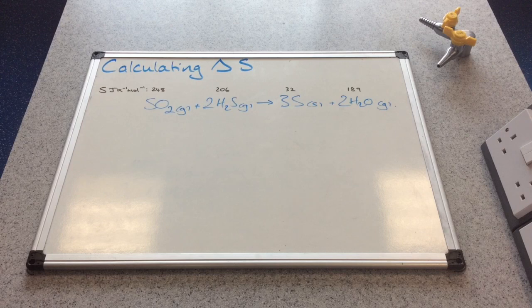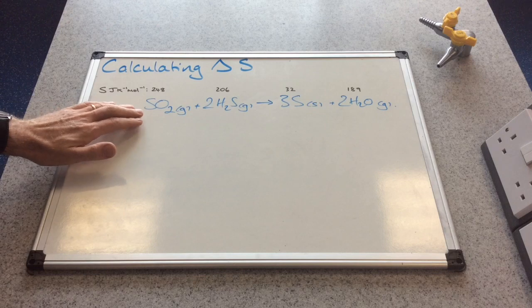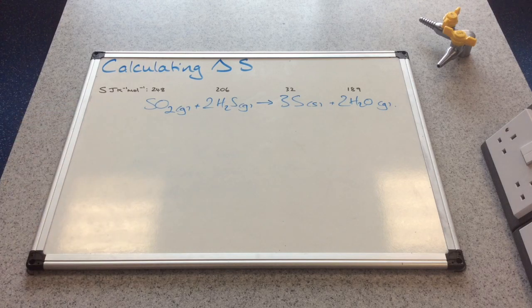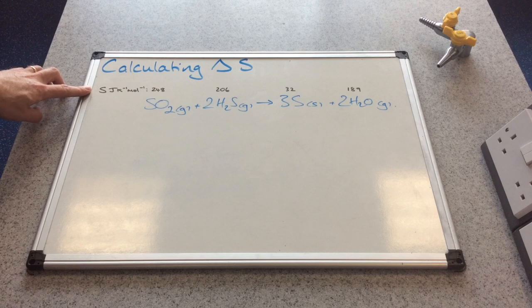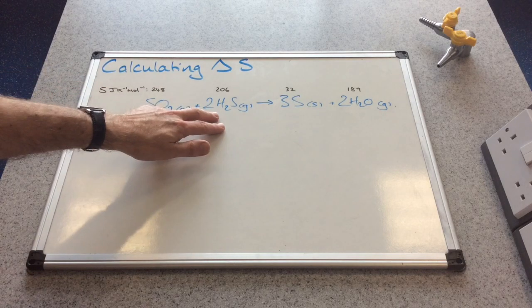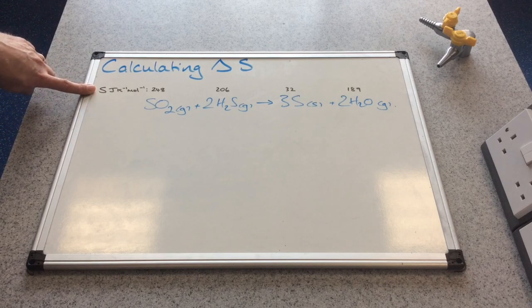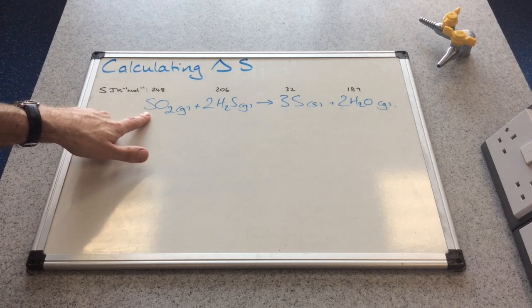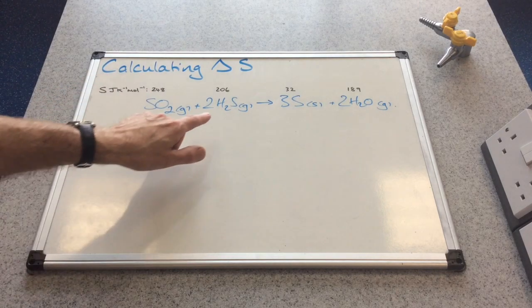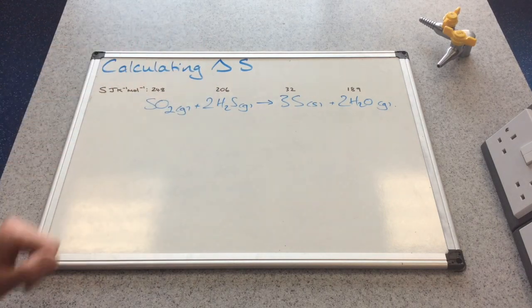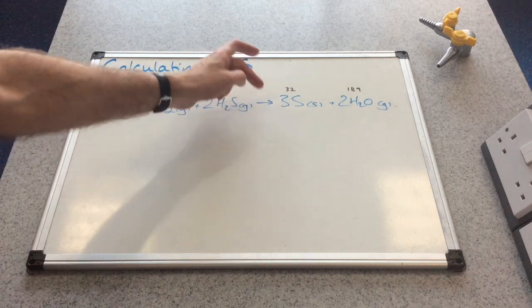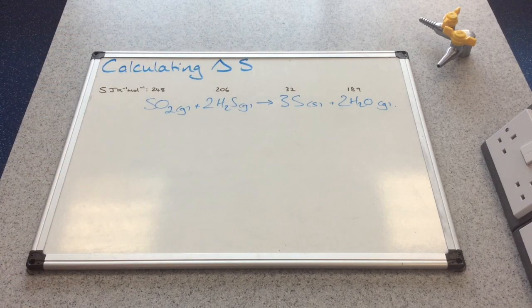So we'll finish this video by looking at how to calculate values for delta S. So I've got the same equation as we used for the second example, but I've actually given you some entropy values now for all of the substances in the equation. So we've got the entropy value S in joules per Kelvin per mole, and you can see there 1 mole of SO2, 248, 1 mole of H2S would be 206, 1 mole of sulfur would be 32, and 1 mole of water, or steam, sorry, would be 189.